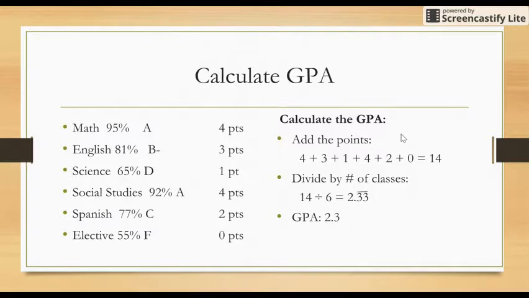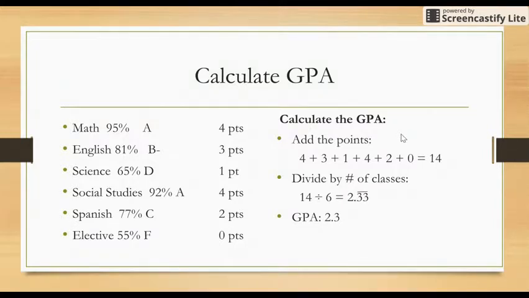Here is an example, a sample grade report from a student. The sample student has an A in math, which is 4 points, a B in English, which is 3 points, a D in science, which is 1 point, an A in social studies, which is 4 points, a C in Spanish, which is 2 points, and in their elective class, they have an F, which is 0 points.